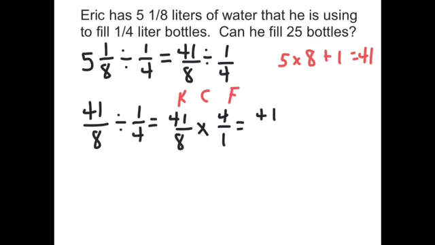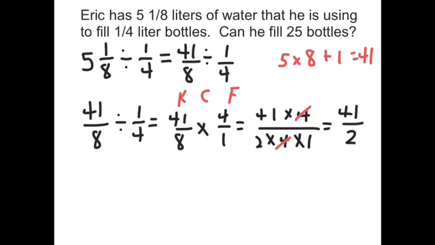So I'm going to write that as 41 times 4. I'd like a 4 to show up on the bottom. 8 is 2 times 4. Don't forget that times 1. We are ready. Here we go. Boom, boom. Those are gone. What are we left with? We are left with 41 on the top and 2 times 1, which is 2 on the bottom.